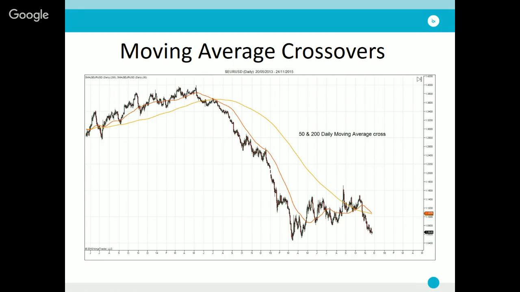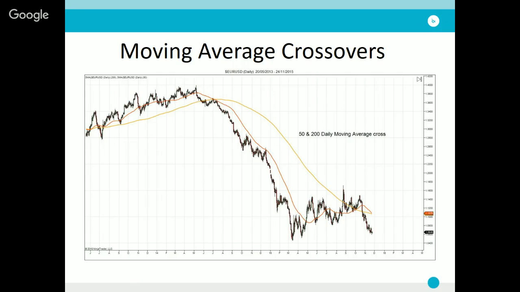And you might often hear a bullish crossover in these MAs. So again, we're always talking about the shorter term, the faster moving average crossing through the longer term, the slower moving average. So you might often hear a bullish crossover in these moving averages referred to as a golden cross, and a bearish crossover referred to as a death cross.